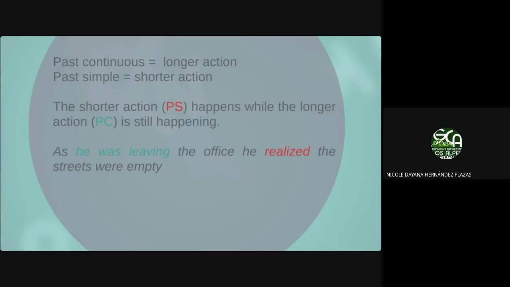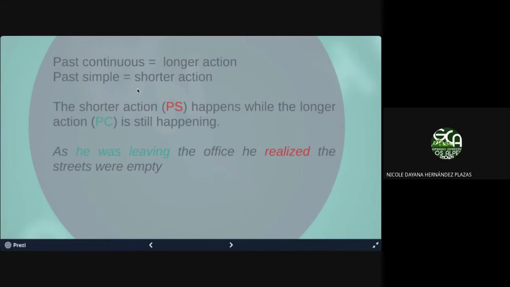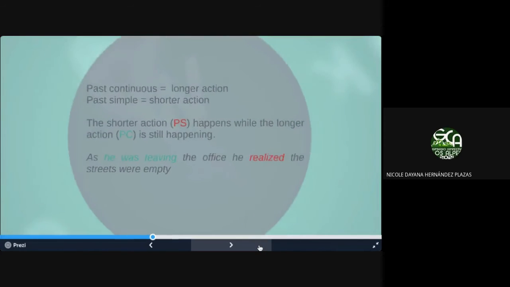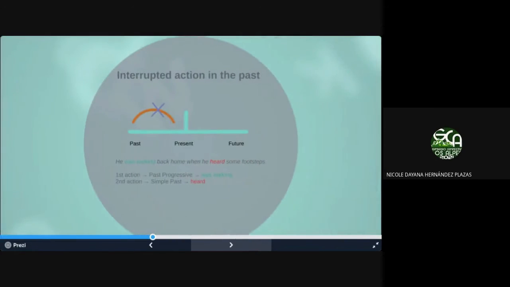This is the first part you have to take into account. Past continuous, longer action, past simple, shorter action. Let's keep going. From now on, guys, we are going to begin talking about the differences and the uses of past continuous and simple. So first of all, we have this one, interrupted action in the past.